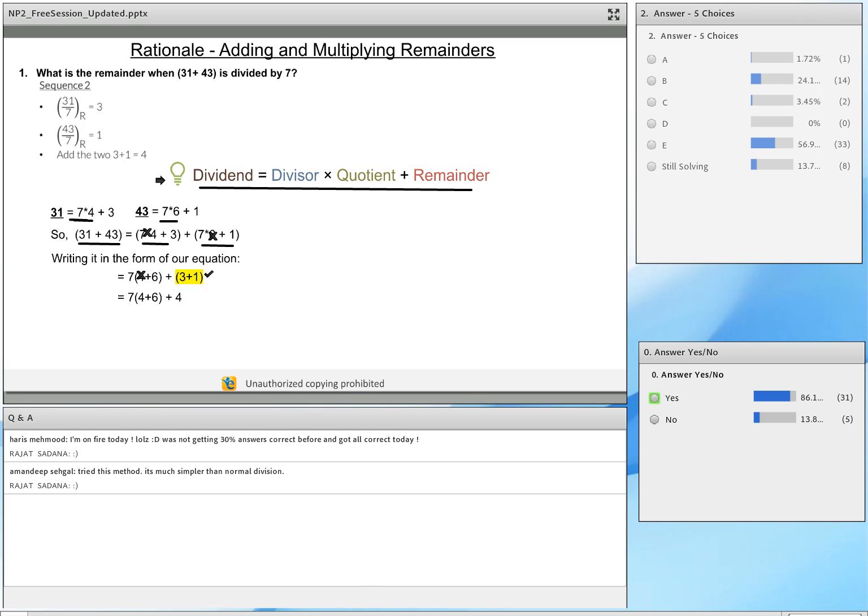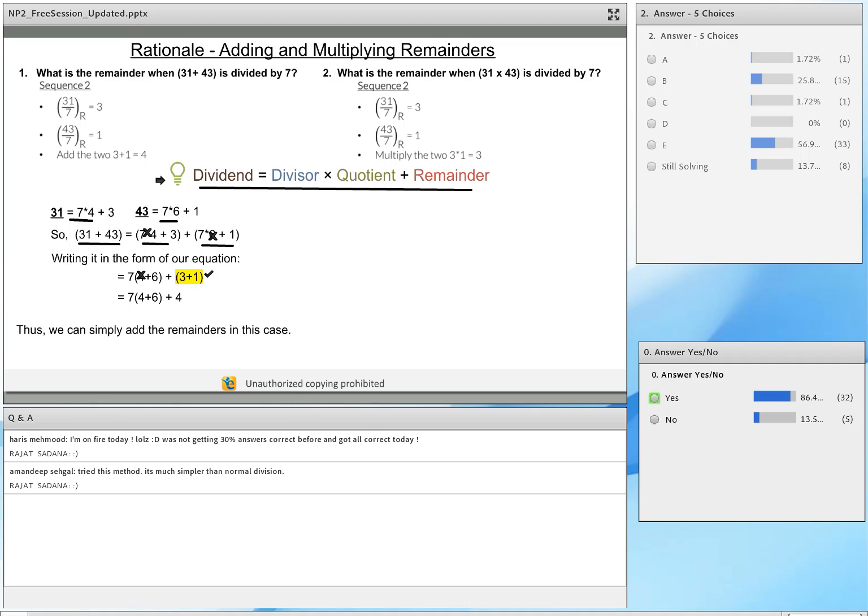Okay. Now let's see why does this work when it comes to multiplication. The question really is, what's the remainder when 31 times 43 is divided by 7? All right, and we said, hey, you could multiply the individual remainders and you'd get the answer. Again, the reason why this works is because it's essentially the same philosophy. Now, this is a bit more involved, so pay close attention.